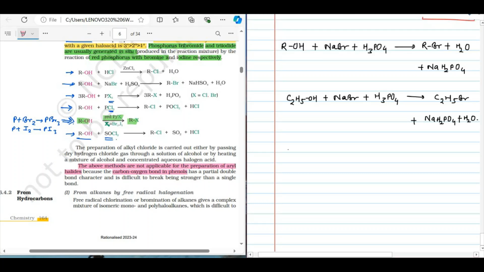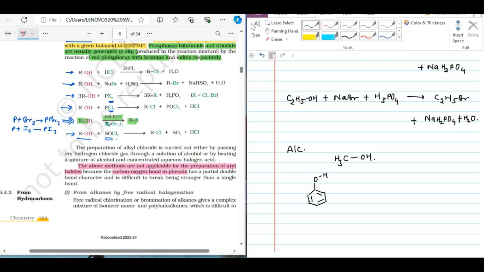In case of alcohol, this is the example CH3 single bond OH. Here the bond between carbon and oxygen is a single bond. Single bond means longer bond and it is easier to break. While in case of phenol, here this is the benzene ring in which single and double bonds are in alternate positions, and here is oxygen and this is H.